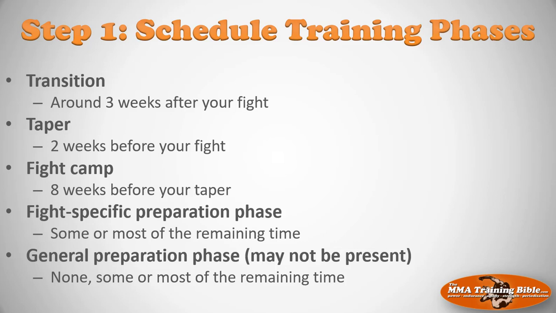Now, for step 1, this is a review of what we're going to do. The first thing, as you can see here, is we're going to schedule the transition, which should last 3 to 6 weeks after your fight. Next, we'll schedule the taper, which always takes up to 2 weeks before your fight. Then we'll schedule the fight camp, which always takes up the 8 weeks before your taper. And of course, in the longer plans, the next thing that you need to schedule is the general preparatory phase, which should take up at least half of the remaining time.